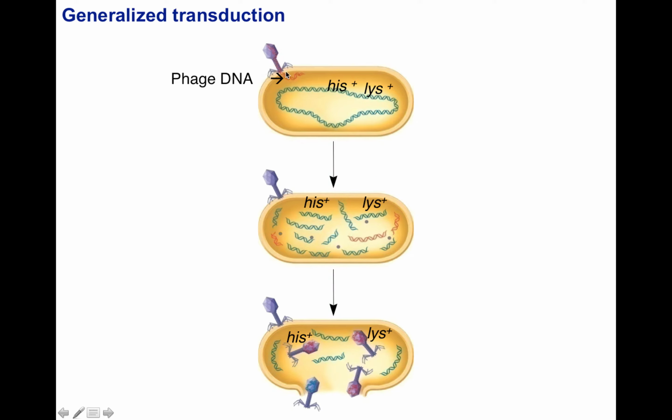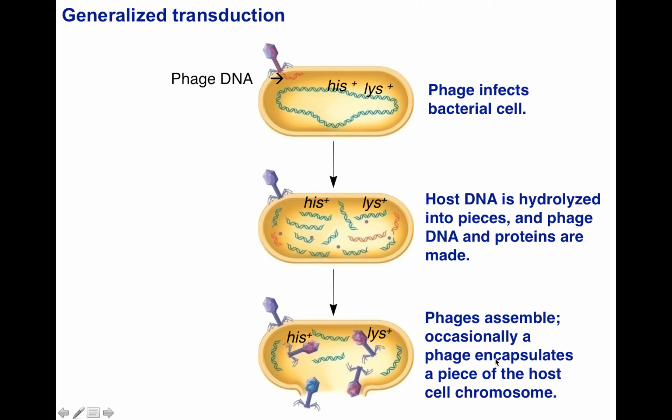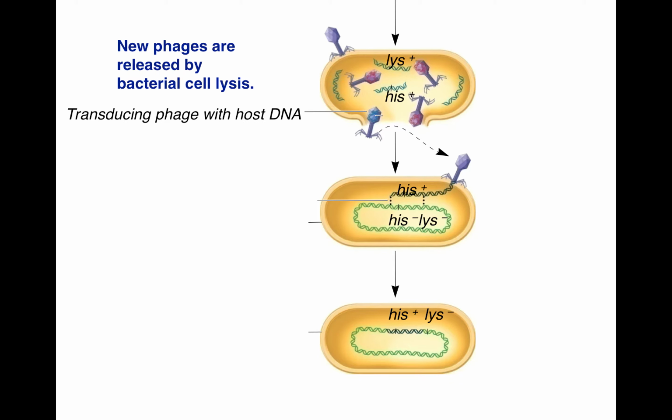Here we have a phage injecting its own DNA into a bacterial cell that is His plus and Lys plus. The host DNA gets hydrolyzed into small pieces, and phage DNA and proteins are made. The new phage assemble. Occasionally, a phage encapsulates a piece of the host cell chromosome by mistake, right here. The rest of these phage particles have phage DNA inside. The new phage are released when the bacteria cell lyses.